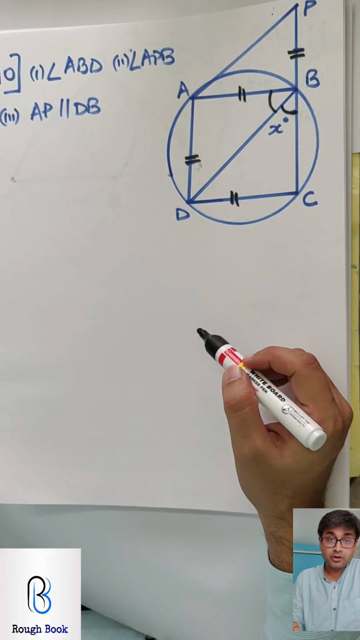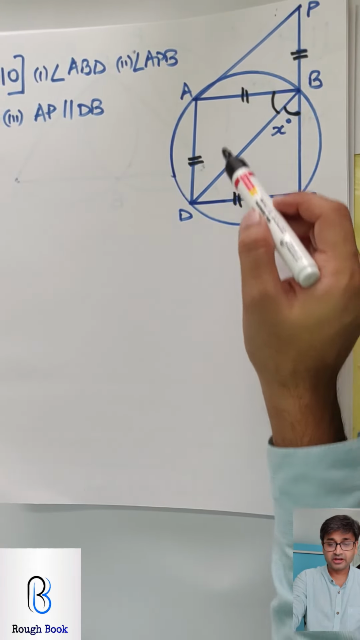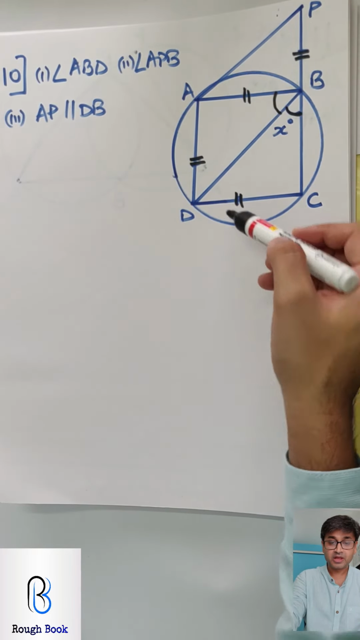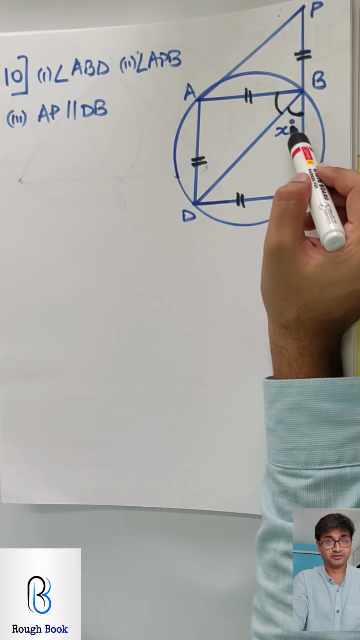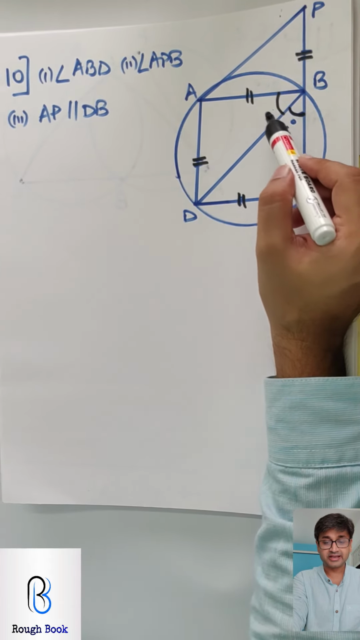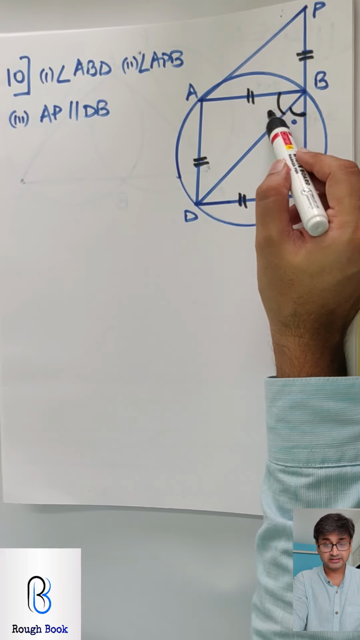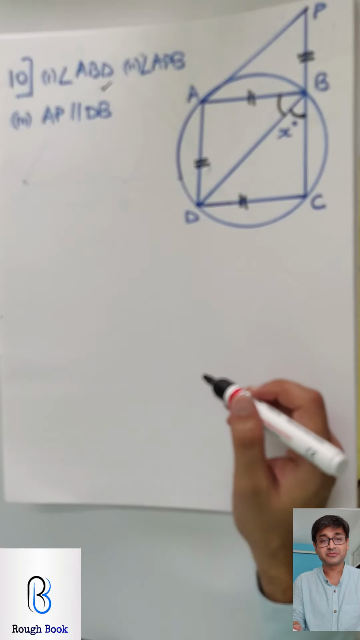So what is the property you're going to majorly use here? Congruent chords, very good, subtend congruent arcs, and congruent arcs subtend congruent angles on circumference. This time no center, circumference. So if this is x, this also is x. So we got this x, that's your first part. So you got your first part straight away.